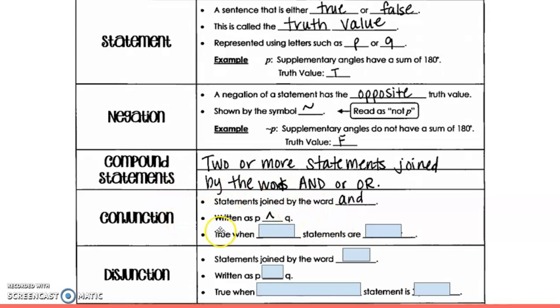Now, when we talk about the truth value of a conjunction, it's true when both statements are true. So P has to be true and Q has to be true in order for the whole thing to be true. That's for a conjunction. Now, a disjunction are statements that are joined by the word or. We're still going to use P and Q as our statements, but instead we're going to flip that arrow down, and this is read as P or Q. For our truth value for a disjunction, it can be true when at least one of the statements is true. So only one of P or Q has to be true. They can both be true, but one of them has to be true.